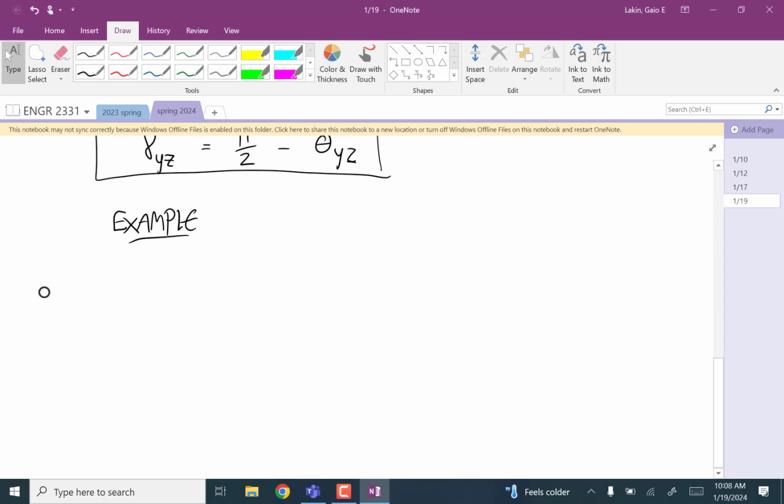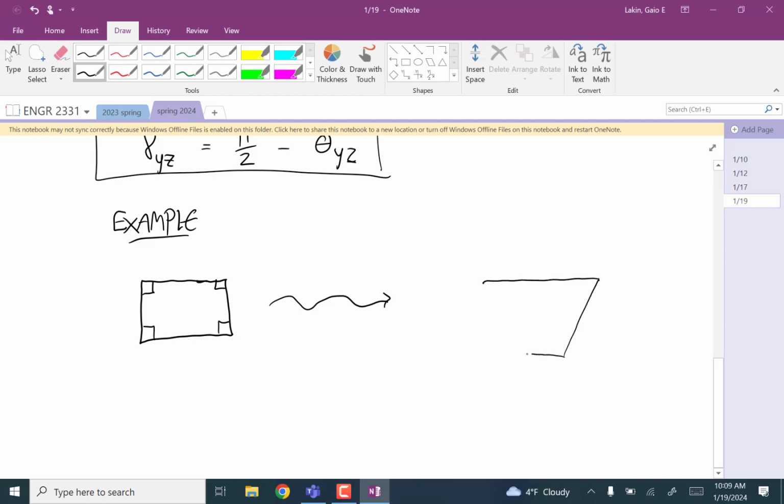Okay, all right, so let's say we start with a piece that's rectangular, so all these are 90 degrees. And it deforms into something like this, where this angle is 1.43 radians.